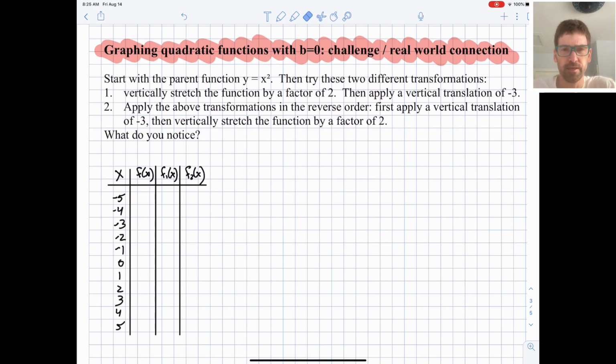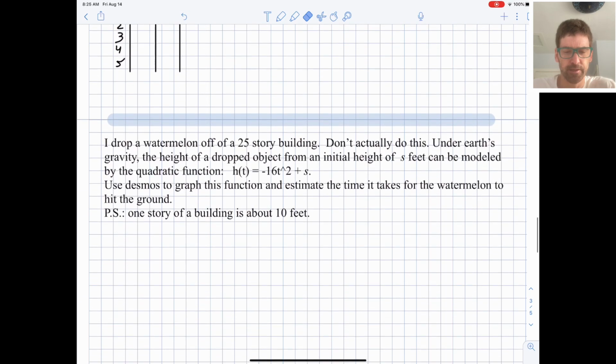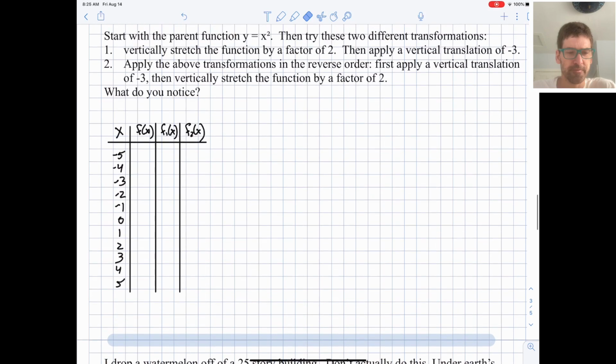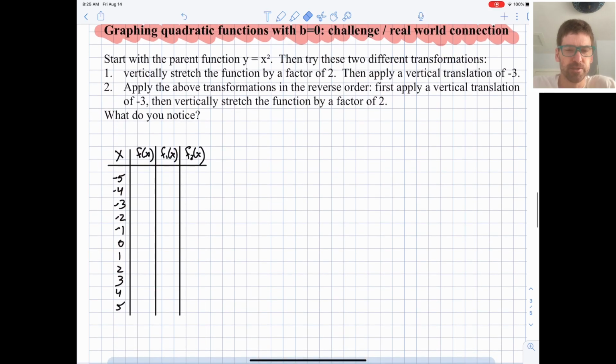So pause on this guy and you can see what it is, and then I'll scroll down. This is the second one we'll be doing, so I really want you to try these on your own and then check back in. So for the first one, a little bit more abstract, we're starting with the parent function y equals x squared, our core fundamental parabola, and then we're applying some transformations in different orders.